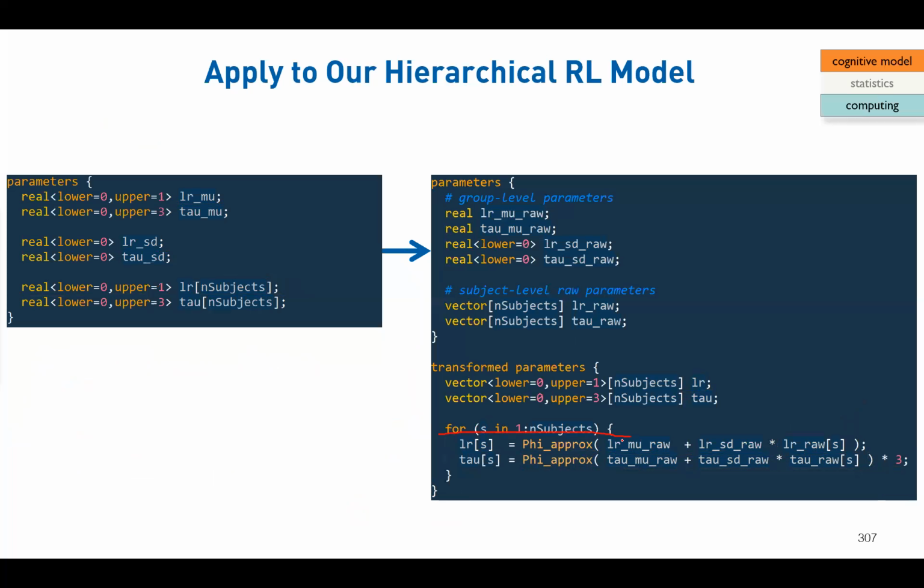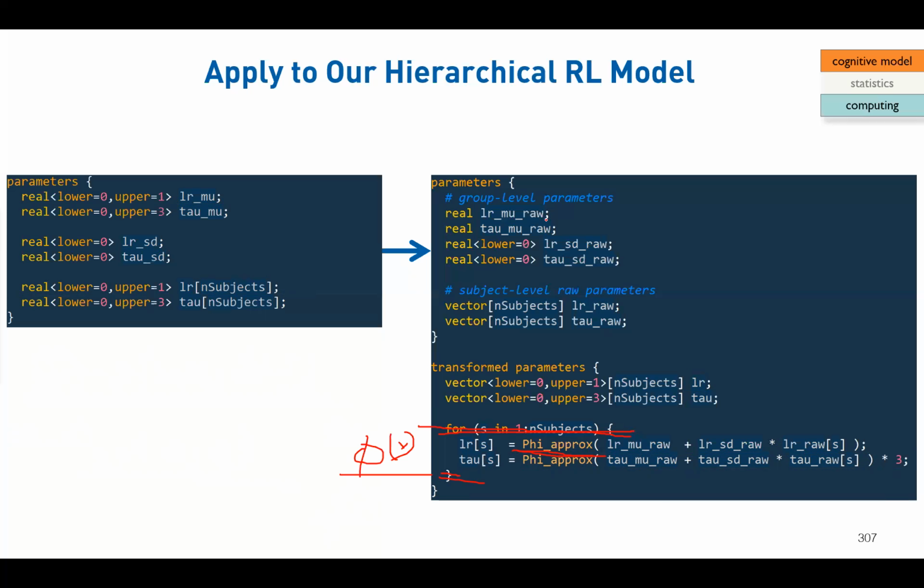Because the slide is a little bit too old. When I was doing this, the previous version of Stan, this function didn't support vectorization. But if you look at the GitHub code later, I have updated that actually. So this for loop can be removed because the newer version of Stan supports vectorization of the phi function. Yeah, good.